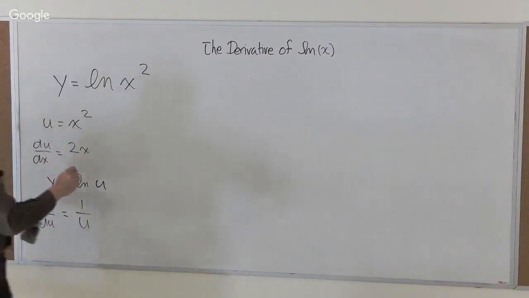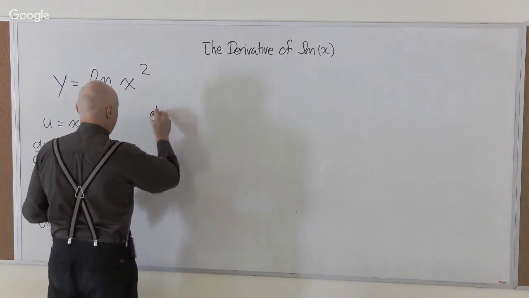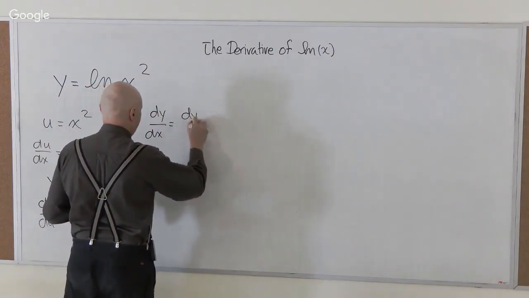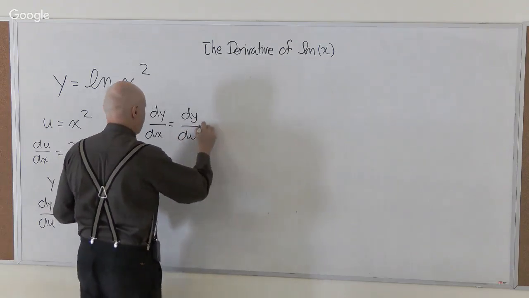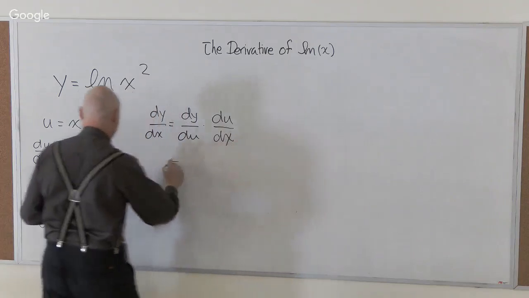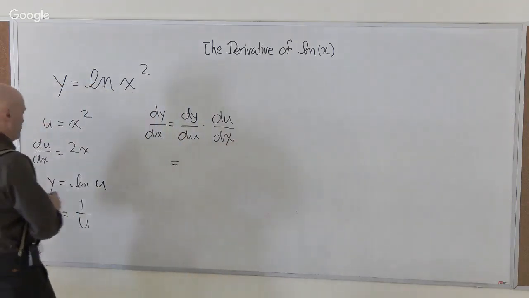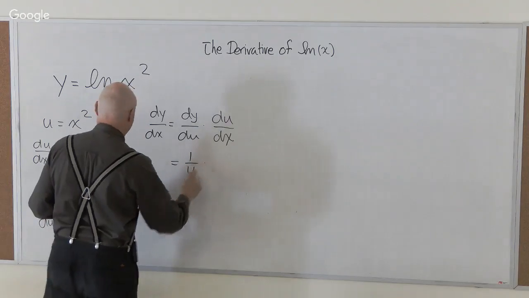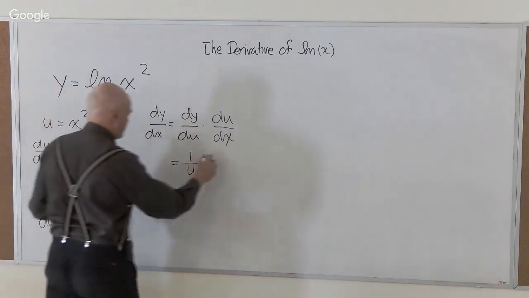There we go. And dy dx is equal to dy du times du dx, which is just equal to, dy du is 1 over u, and then du dx is just 2x.